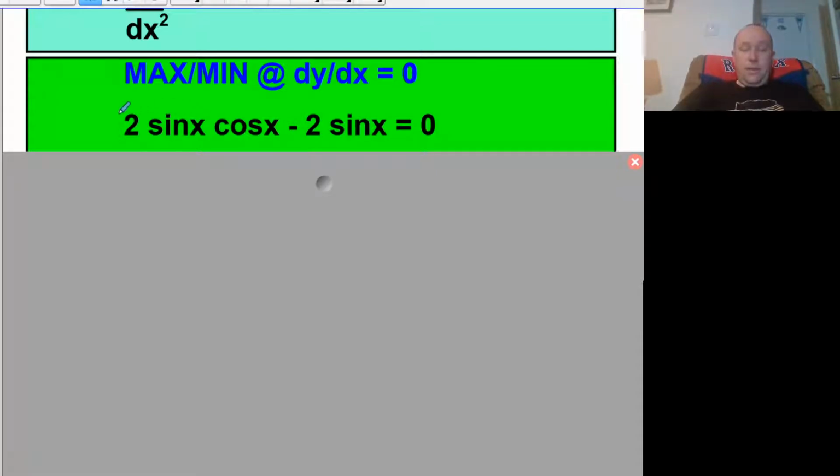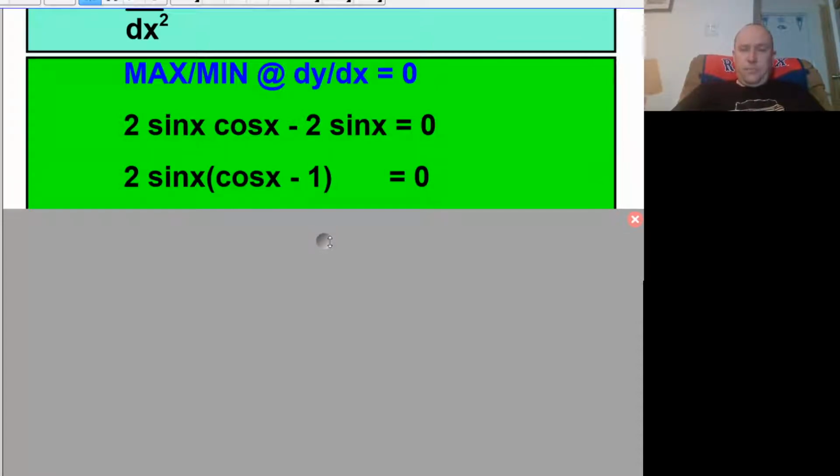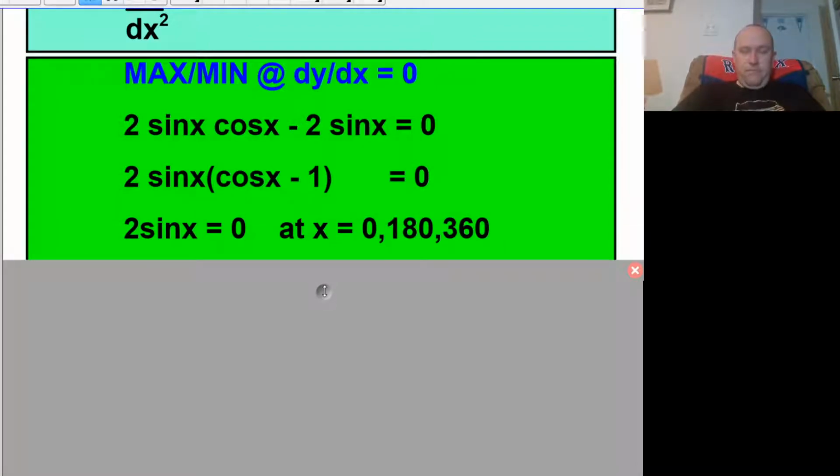So I want to know when this first differential equals 0. And notice we're looking for GCFs here, so I can see sine x as a common factor. I can actually see 2 as a common factor as well. And then once I factored, as it's equal to 0, either the first thing equals 0 or the second thing equals 0. So 2 sine x equals 0 would be sine x equals 0.